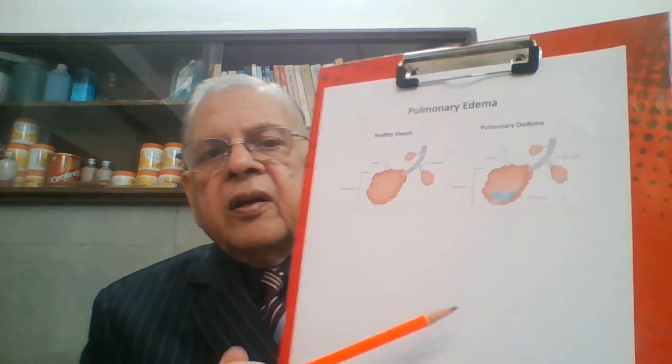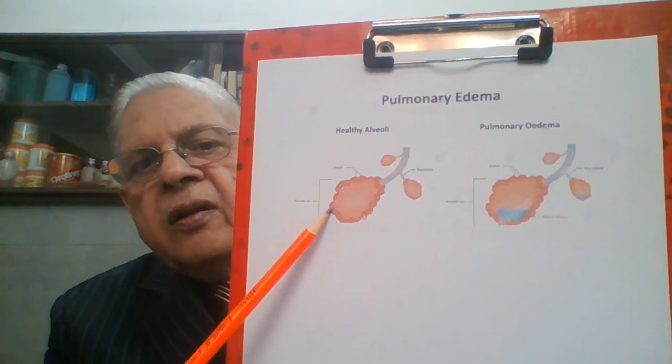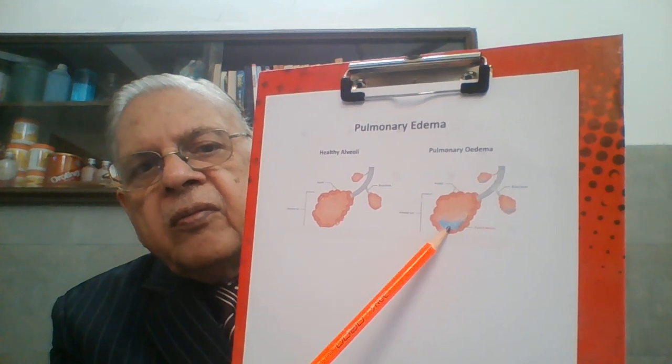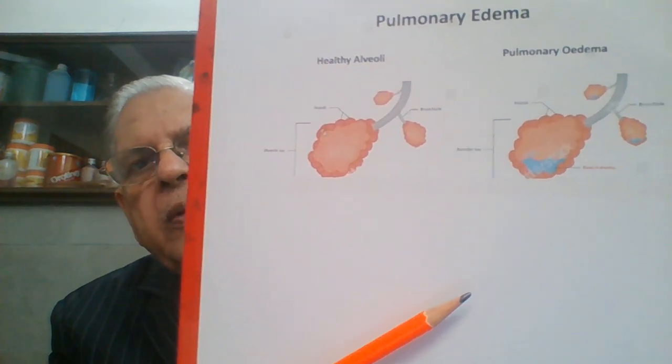Now see another diagram. This is normal, and this is pulmonary edema. You see, this is the pulmonary edema fluid which has come up in the pulmonary alveoli.